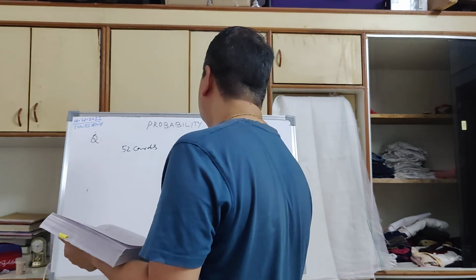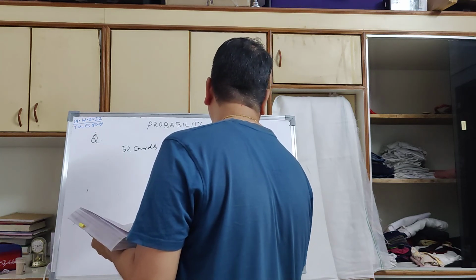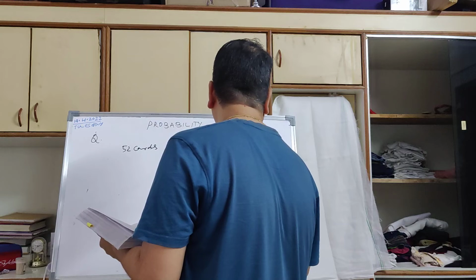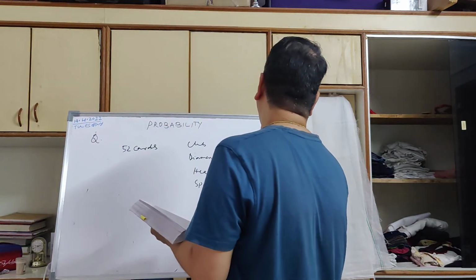How does the spade look like? I'm forgetting. Panapatra. Something like this. And this is the spade. So you have 13.